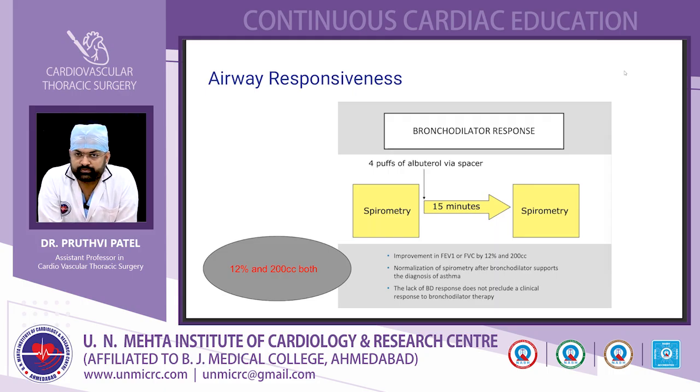Then we'll give 4 puffs of albuterol via spacer, and we'll repeat the test after 15 minutes. To diagnose asthma, there should be improvement in FEV1 or FVC by 12% and 200 cc. Note that both criteria should be fulfilled to diagnose. Normalization of spirometry after bronchodilator is the diagnosis of asthma, and the lack of bronchodilator response does not preclude a clinical response to bronchodilator therapy.